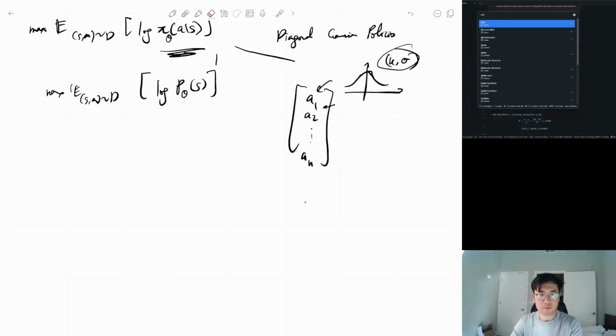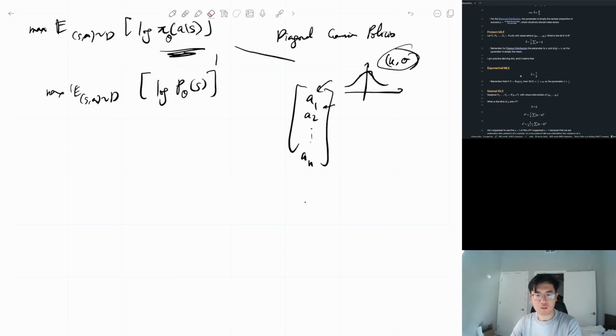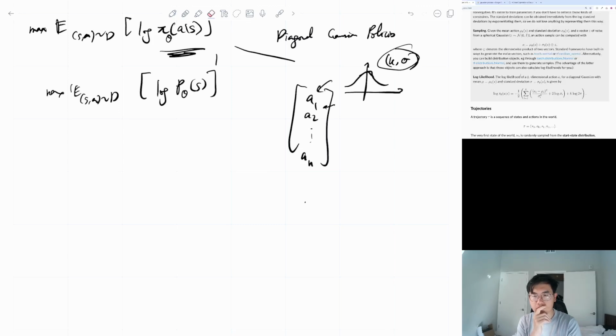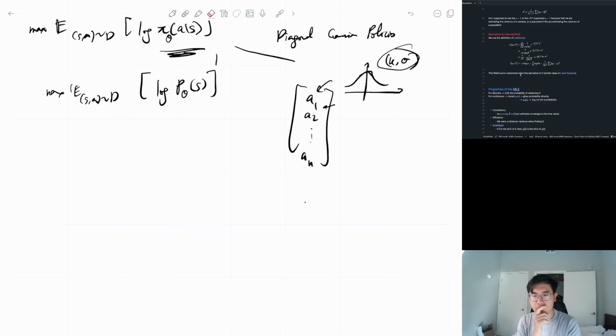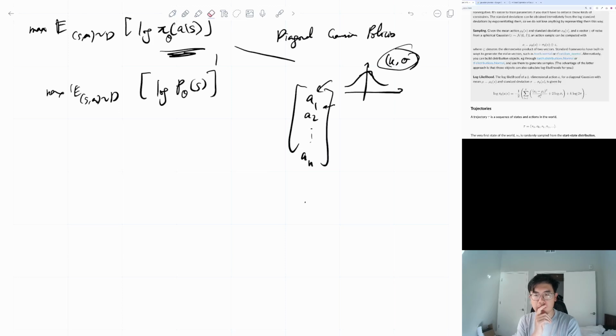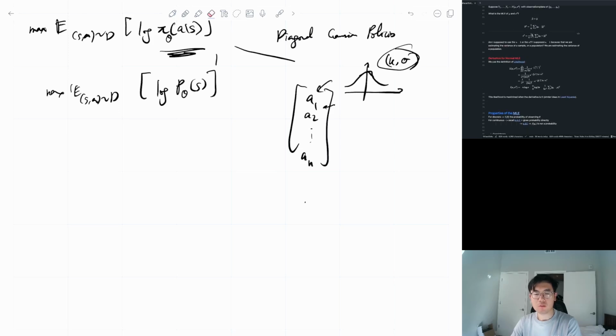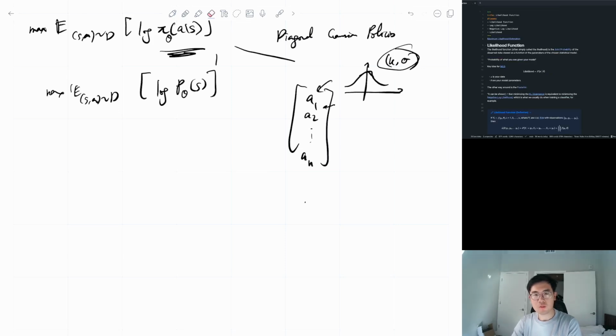And when we want to do maximum likelihood estimation, it's essentially this equation, right? The definition of log. What is the definition of likelihood?